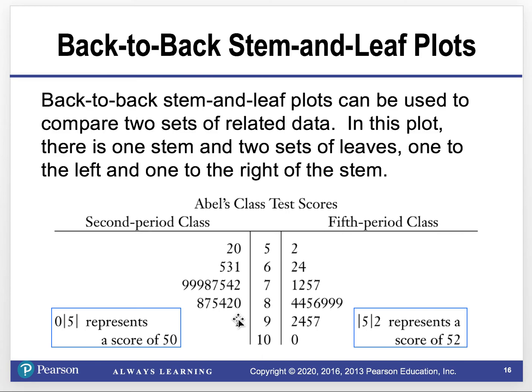Okay, we have something called back-to-back stem and leaf plots also, where you can compare 2 sets of related data. So in this case, Abel again is comparing test scores, but she's comparing her 2nd period class to her 5th period class. Okay, so notice again a key. Now we need a key for each one. So this means I'm reading this direction, 50, right? 52, someone made a 61, and then this one is read in this direction.